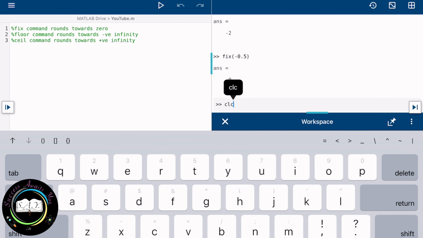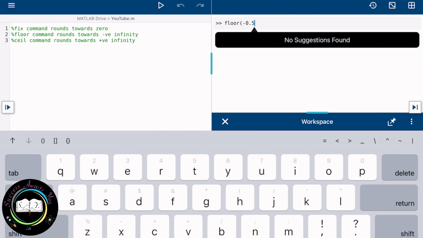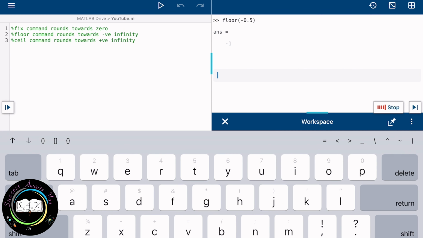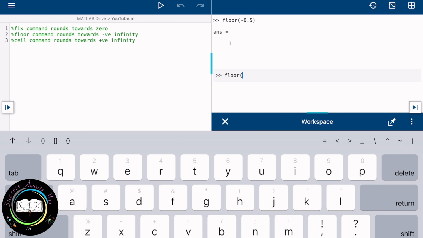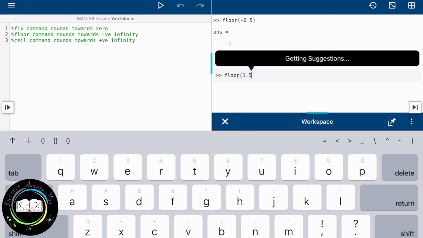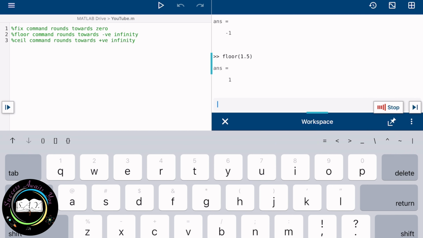The next command for today is the floor command. The floor command rounds a number towards negative infinity. That means any number provided will be rounded towards negative infinity, either in the positive region or the negative region. See some examples. As you can see here in the examples, negative 0.5 was rounded towards negative 1, and positive 1.5 was rounded towards 1.